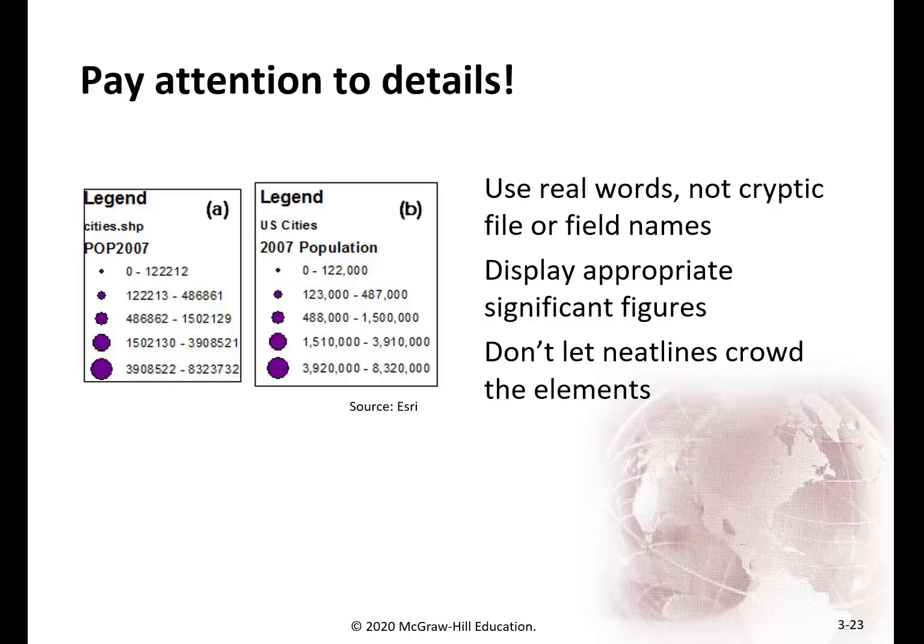Moving your information away from neat lines is also going to help your map feel less crowded and establish a more aesthetically appealing map. Compare the following legends and determine which of the following would best be used on a map. Clearly, legend B is easier to read.